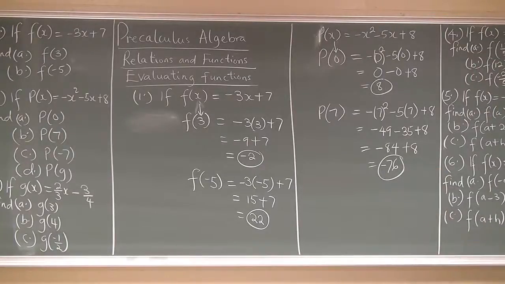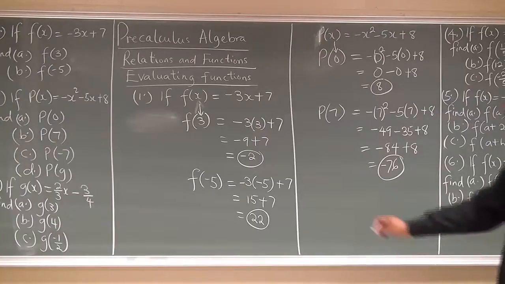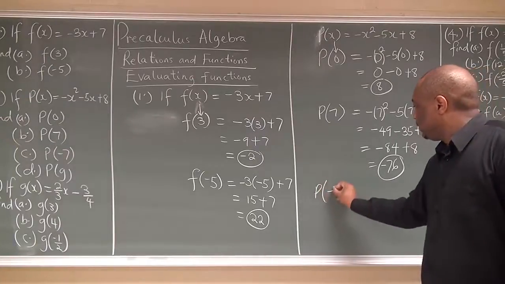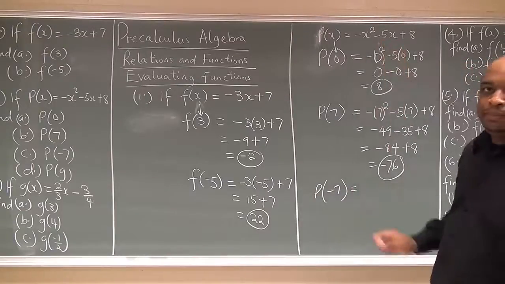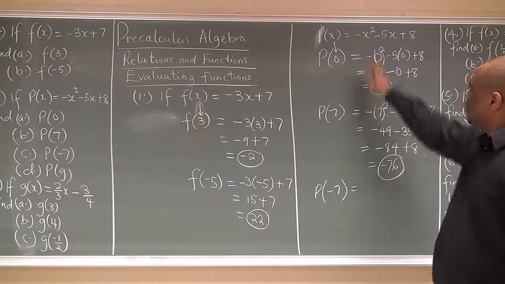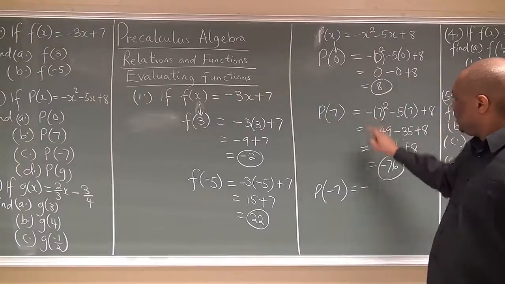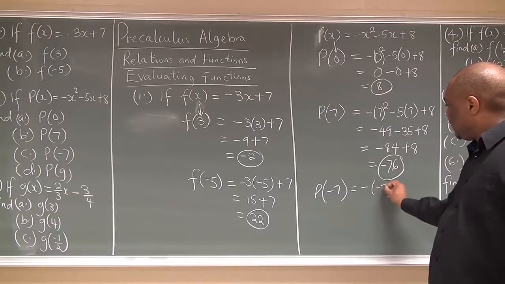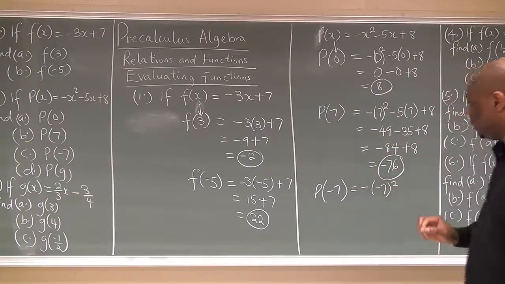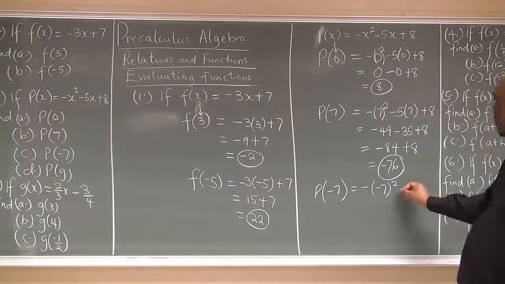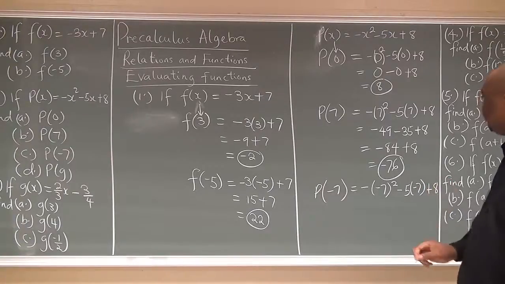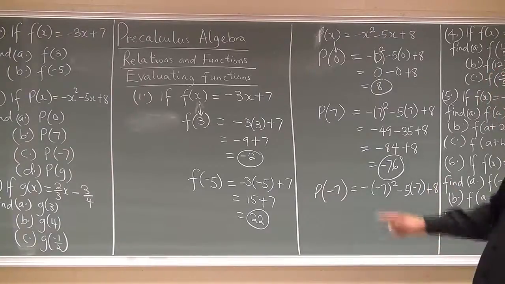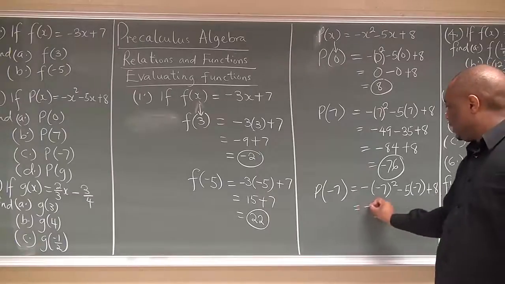Okay? P of 7. Now what of P of negative 7? Negative 7. What will it be? Wherever we see x, we put negative 7. So we put the negative here, this is the negative. Then we put negative 7 all squared, right? Minus 5 times negative 7 plus 8. Right? So this will give us what?